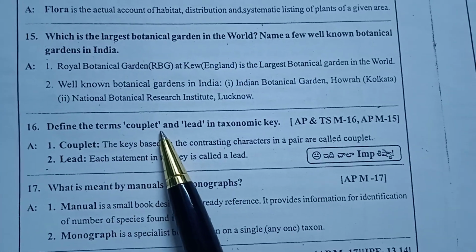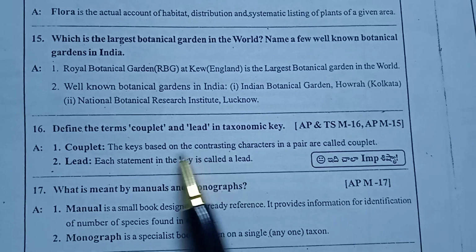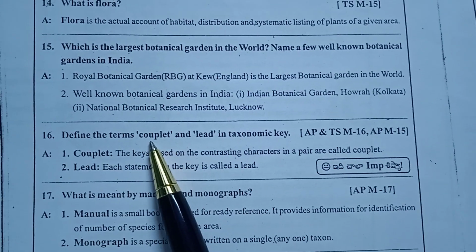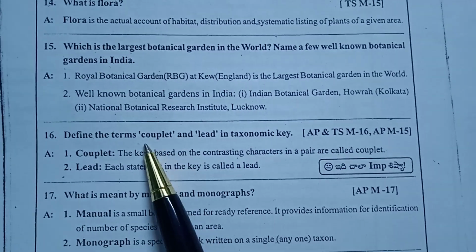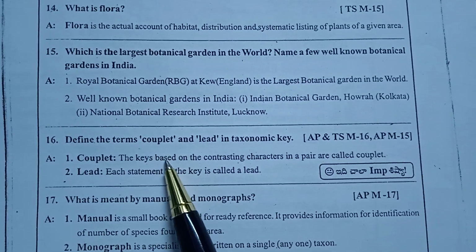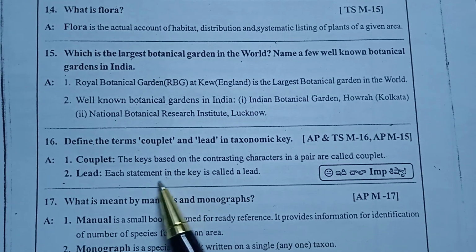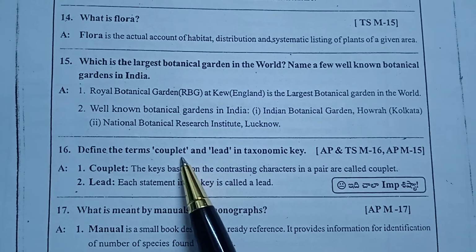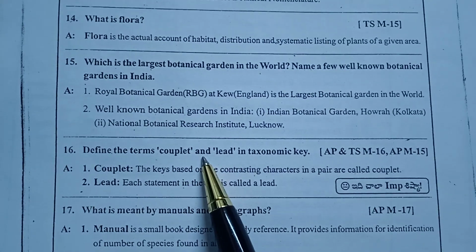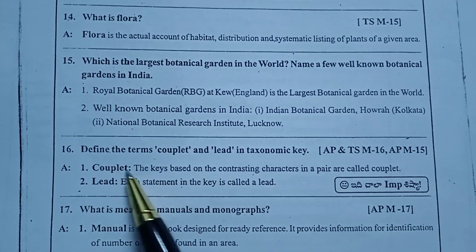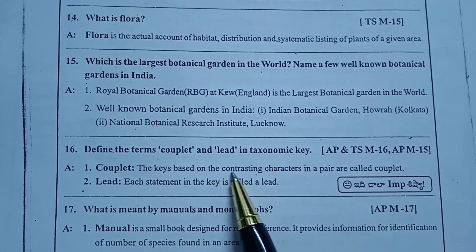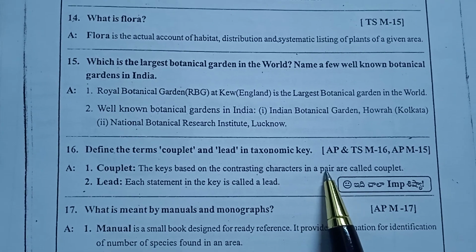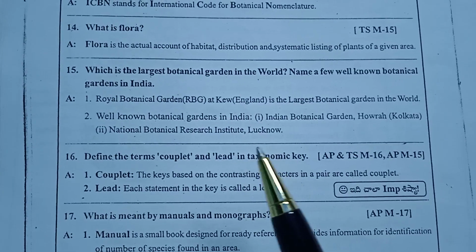Define the terms couplet and lead in a taxonomic key. Here, from the question itself we can understand that couplet means pair. If it has two characters, it is called a pair. In a pair there are two characters. Couplet: the keys based on contrasting characters in a pair are called couplet. Contrasting characters are two characters that differ in one specific way.